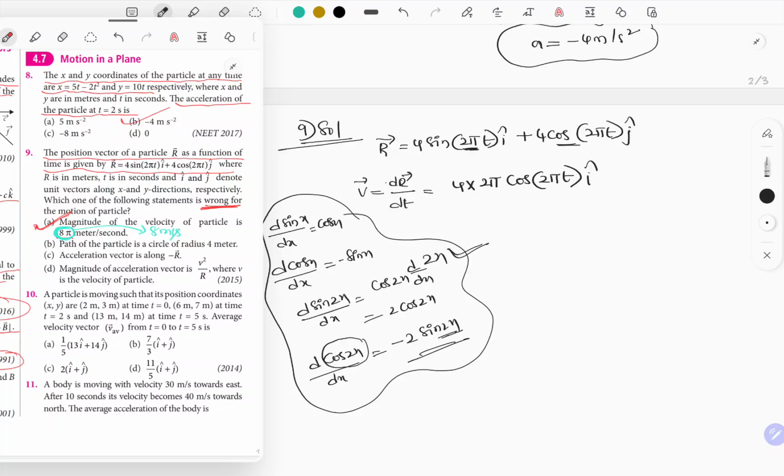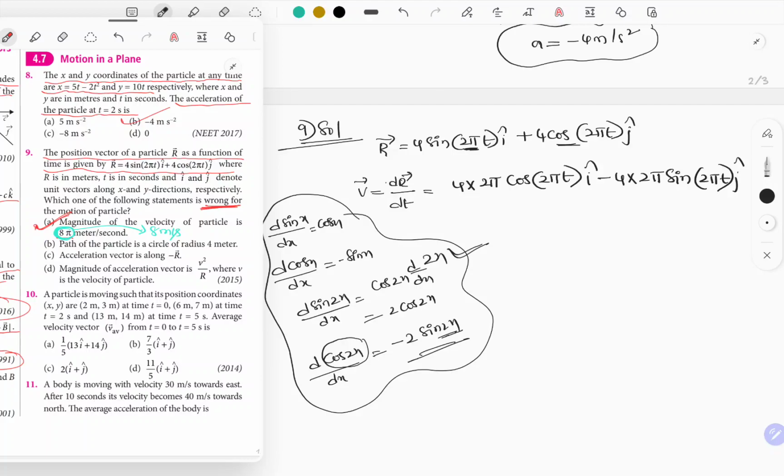Next, cos pi t. Cos differentiation is minus sin. So minus 4 into 2 pi sin 2 pi t j cap. The very first option, this is the velocity.